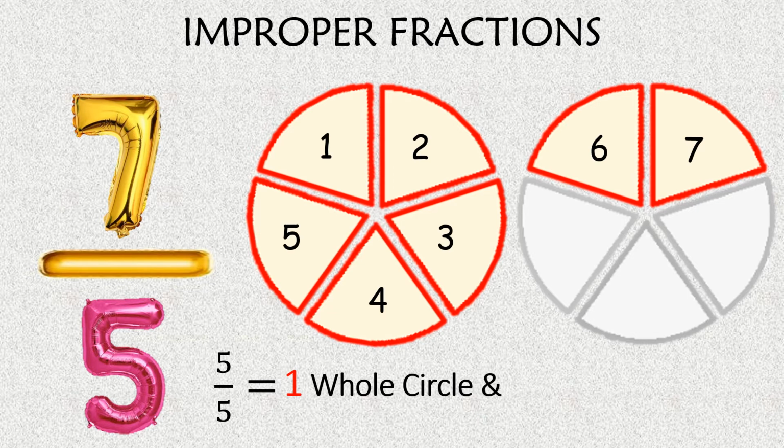Now what do you observe? One whole circle and 2/5 of another circle. So our mixed number is 1 2 upon 5. So what we saw? 7/5 of the circle is exactly equal to one whole circle plus 2/5 part.